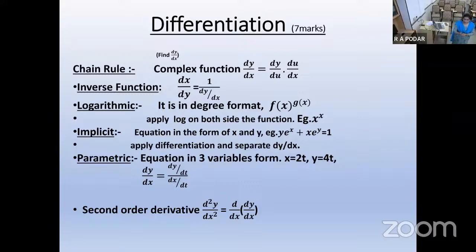Lastly, we having implicit method. Implicit method means in this question that function is given in x and y format. वहां पर हम x और y को सेपरेट नहीं कर सकते.